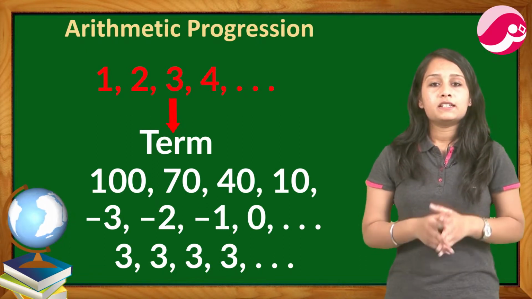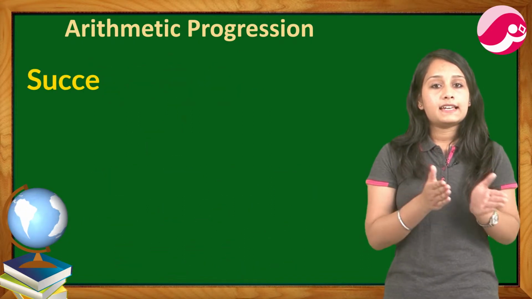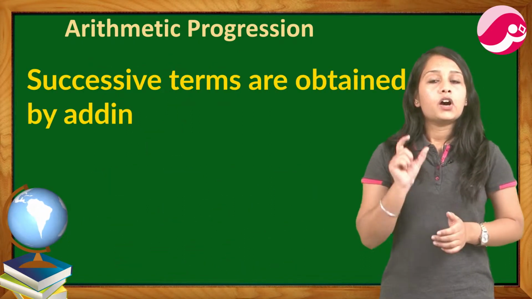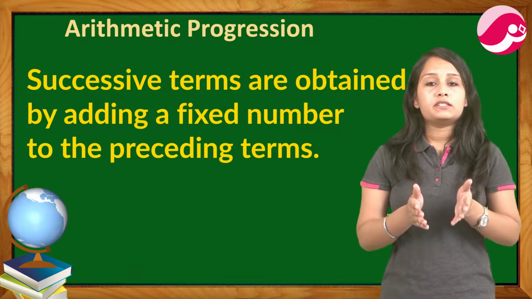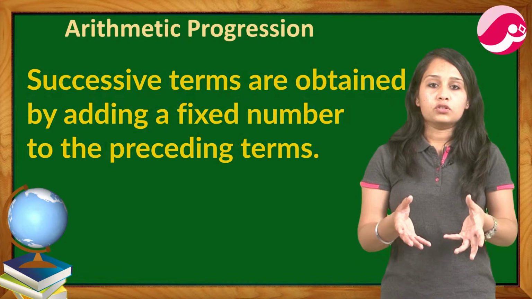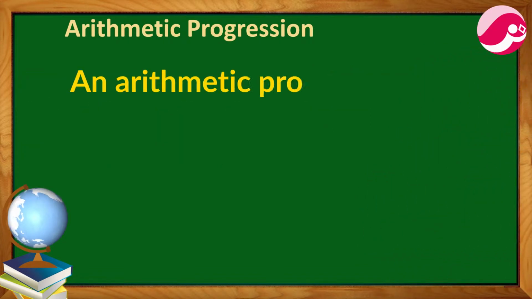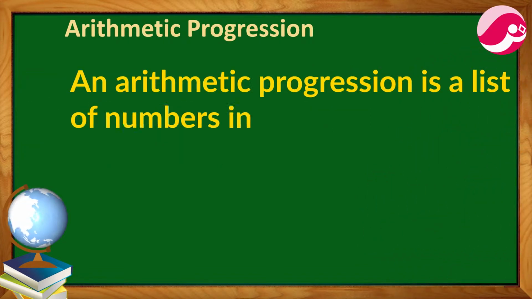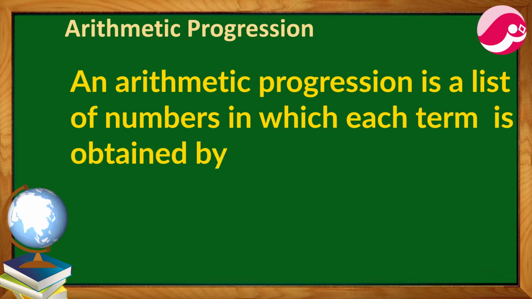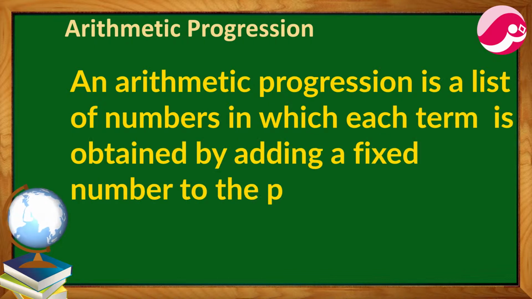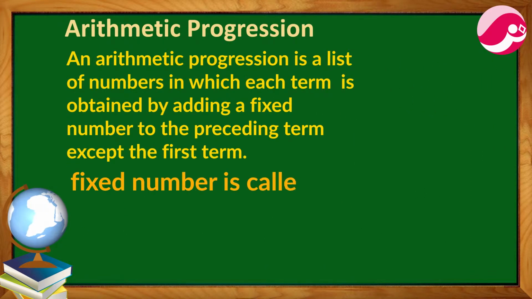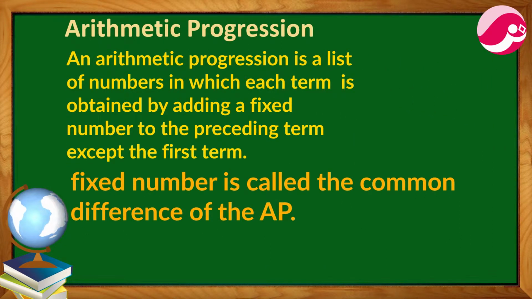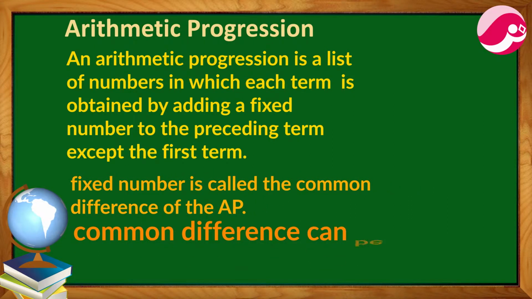In all these lists, we can clearly see that successive terms are obtained by adding a fixed number to the preceding terms. Such a list of numbers is said to form an arithmetic progression. So, an arithmetic progression is a list of numbers in which each term is obtained by adding a fixed number to the preceding term, except for the first term. This fixed number is called the common difference of the AP. Also, you should keep this in mind that common difference can be positive, negative or 0.